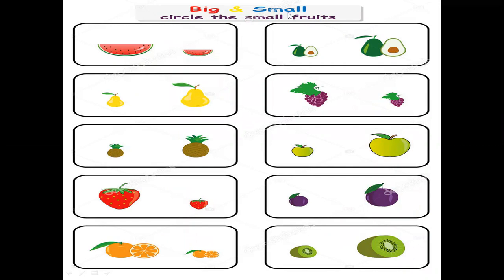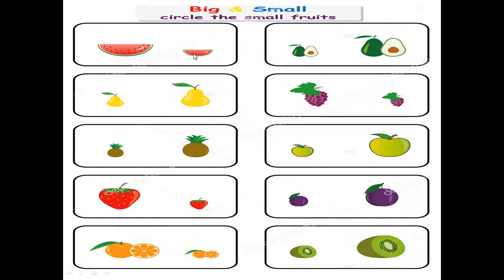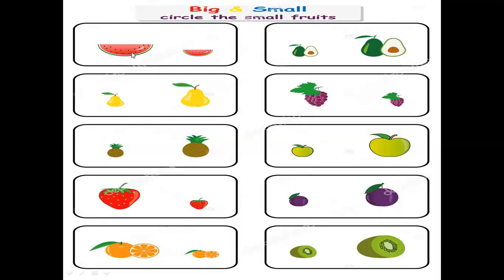Big and small. What you will do in this exercise, circle the small fruit. In all these fruit, you will find out the small one and you will circle the small one. So let's start. There are two pieces of watermelon. This one is big or this one is big. This one is big, okay. And we are going to circle the small one, like this one is small, okay.